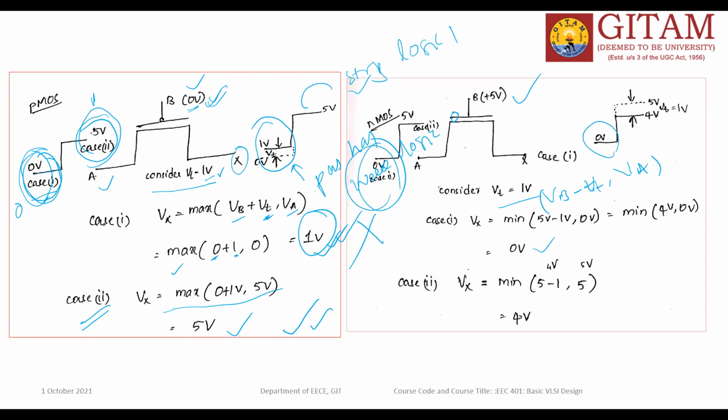For case 2, the input is 5 volts. Then the minimum of 5 minus 1, comma 5. So you got 4. Generally, if the input is 5 volts, the output must be 5 volts, but you got 1 volt less than the input. So this is the weak logic 1.